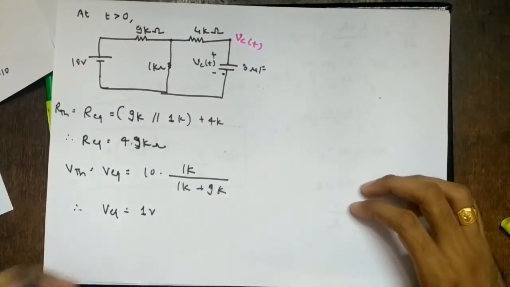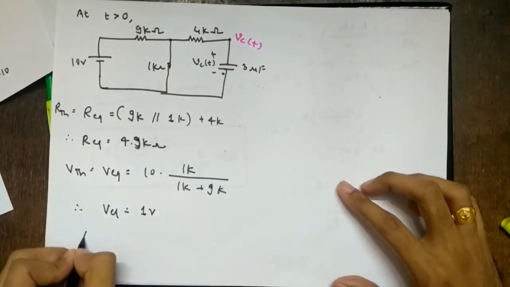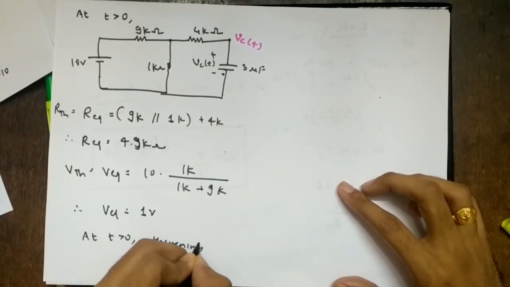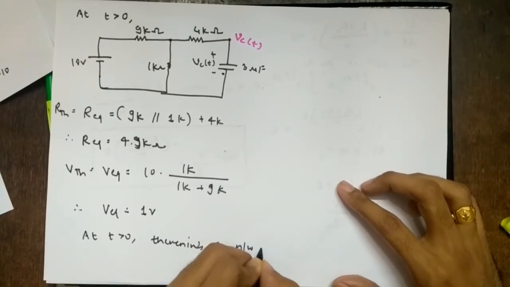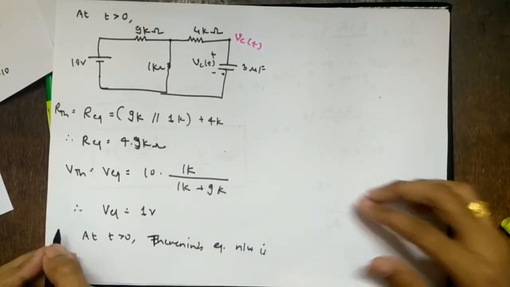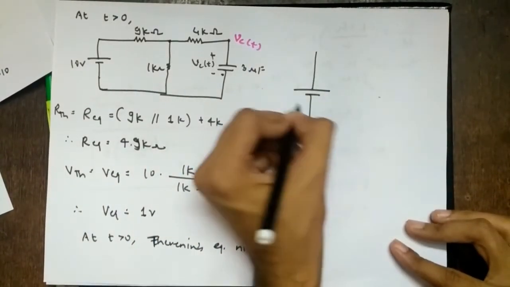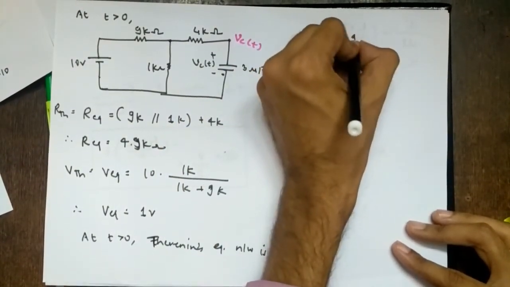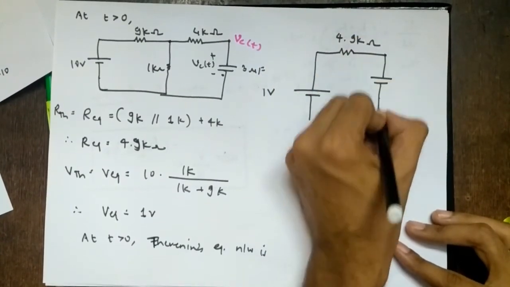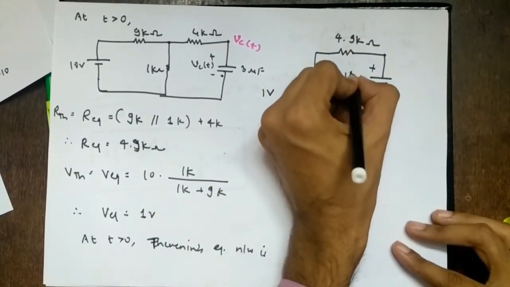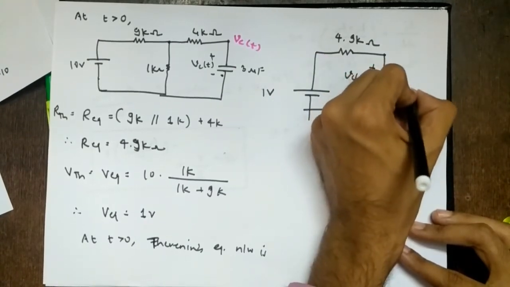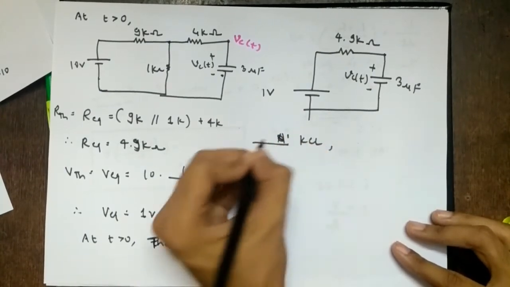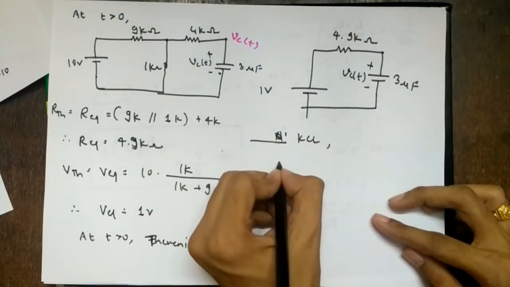So what is the Thevenin's equivalent network? At t greater than 0, the Thevenin's equivalent network is, this should be capital T, voltage source V equivalent 1 volt, RTH 4.9 kilo ohms. This is a capacitor, plus minus Vc of t, 3 microfarad. So now you apply KCL. You'll write the KCL equation for t greater than 0.